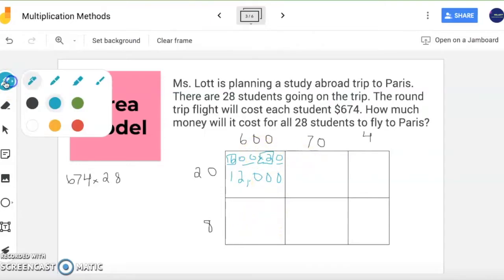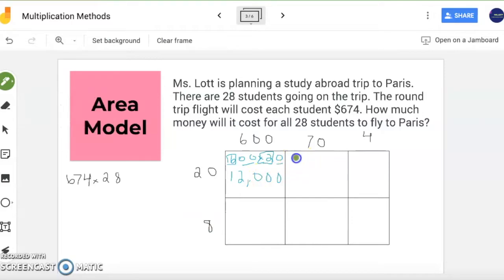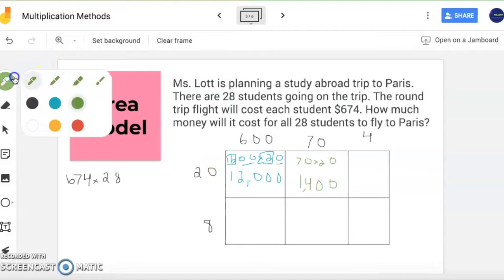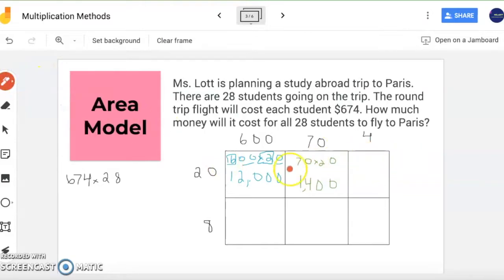My next box here, which I'll try my best to do each in a different color, I have 70 times 20. Same thing here. 7 times 2 is 14, and then include my 2 zeros in my final answer, giving me 1,400 as my answer in this box. Now again, I'm going to do that to each box. So here I have 20 times 4. Now notice I look to the left is 20, above is 4. So 20 times 4, which 2 times 4 is 8, add in my 0, and I'm left with 80.